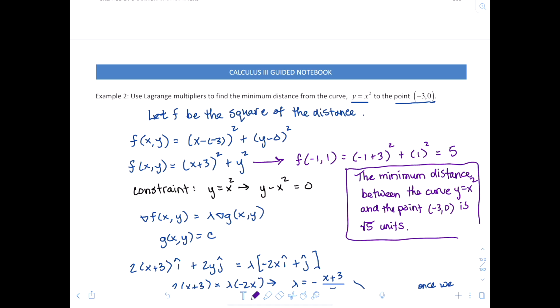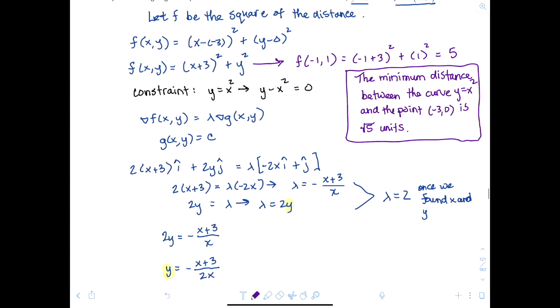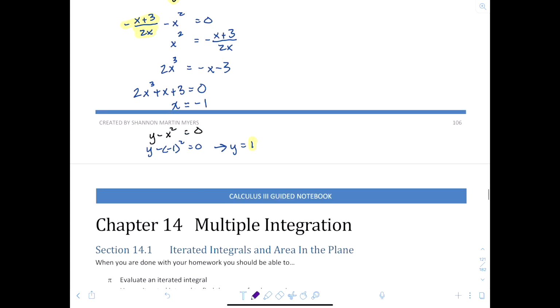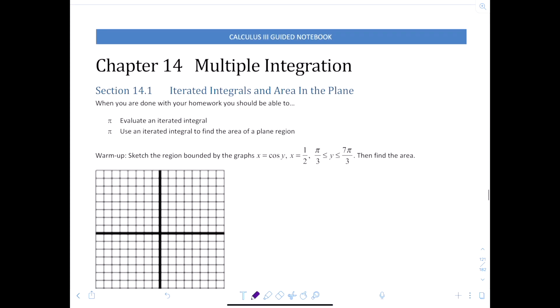Cool, cool? All right, so I just did this with one constraint. It does build to where you can use 2 constraints, but this will give you the idea of our Lagrange multipliers. And next up, we'll be starting chapter 14, multiple integration.